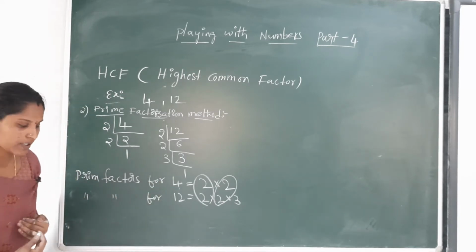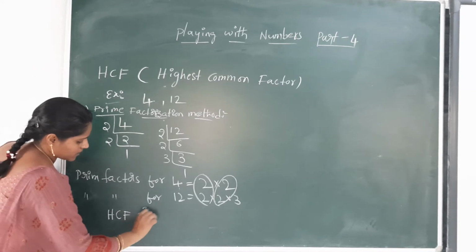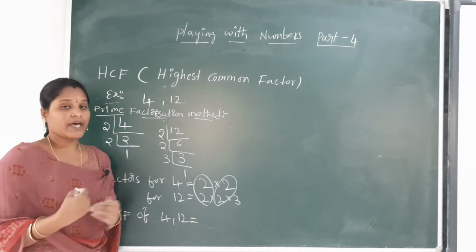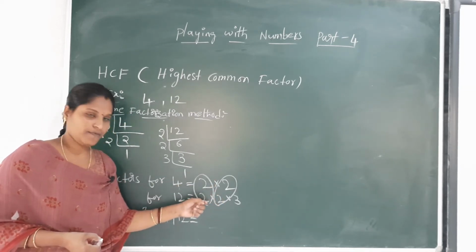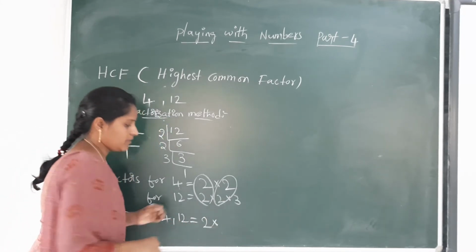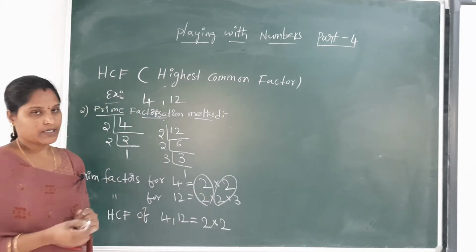Next we are going to find out HCF of 4 and 12. First we have to write from the common numbers. From these 2 common factors, we have to take 1 factor only, 2. Again from these 2 common factors, we have to take 1 factor only.